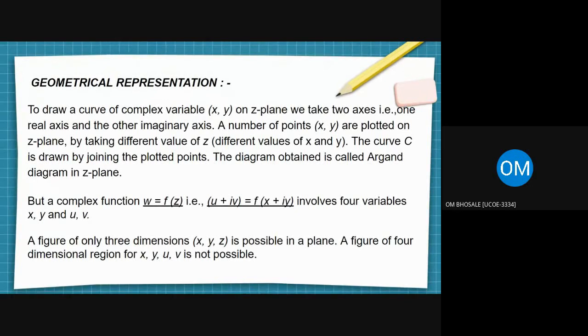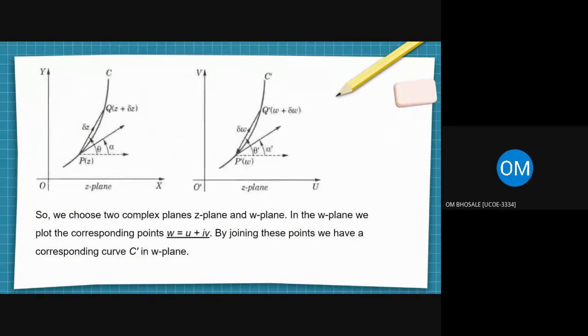But a complex function w is equal to f of z, that is u plus iv is equal to f of x plus iy, involves four variables x, y and u, v. A figure of only three dimensions x, y, and z is not possible in a plane. A figure of four-dimensional region for x, y, u, v is also not possible. So we choose two complex planes, z plane and w plane. In the w plane, we plot the corresponding points w is equal to u plus iv. By joining these points, we have a corresponding curve C dash in the w plane.